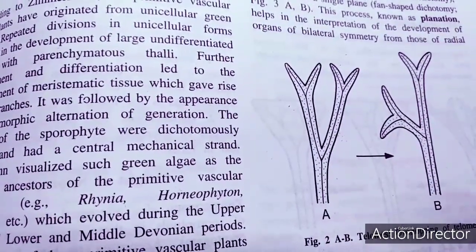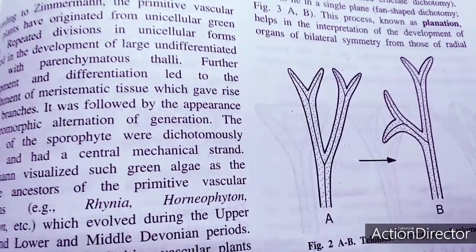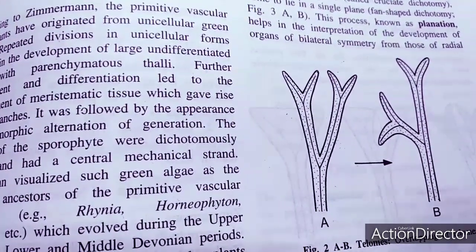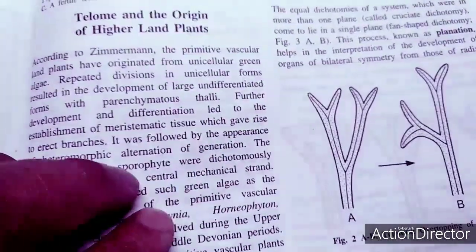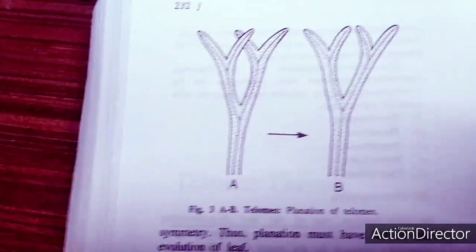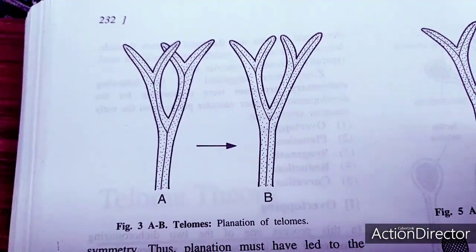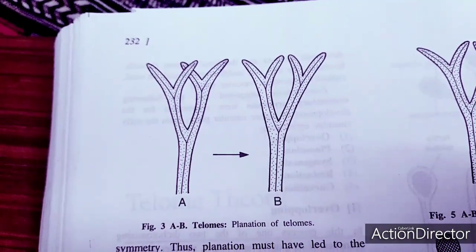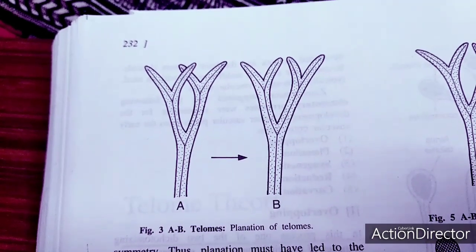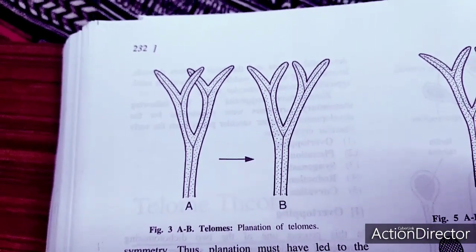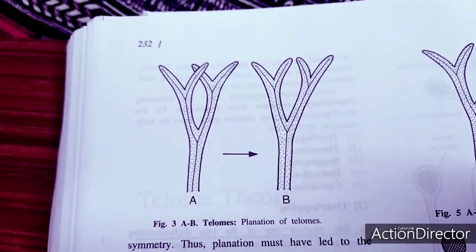Evolutionary studies say dichotomy branching is frequent in primitive pteridophyta and monopodial in advanced forms. The second process we are talking about is called planation. This is the structure showing planation. So the equal dichotomy is there. In this case, equal dichotomy is a system in one or more planes. So this is called a cruciate dichotomy.